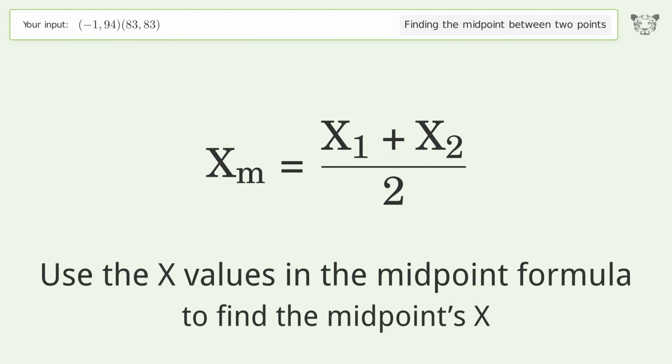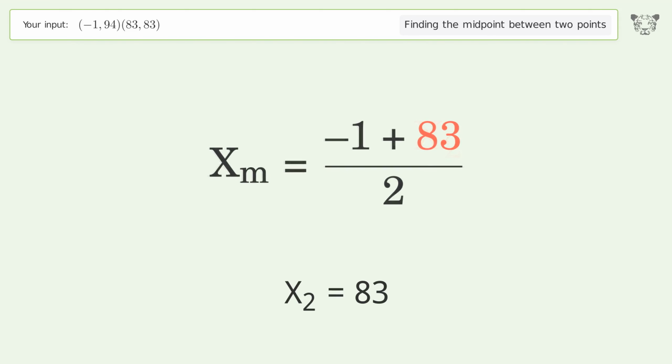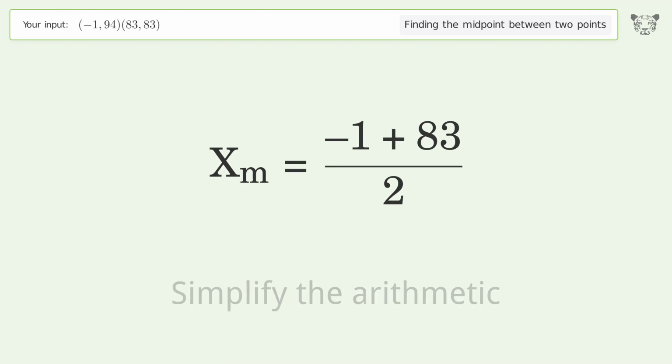Use the x values in the midpoint formula to find the midpoint's x. x1 equals -1. x2 equals 83. Simplify the arithmetic.